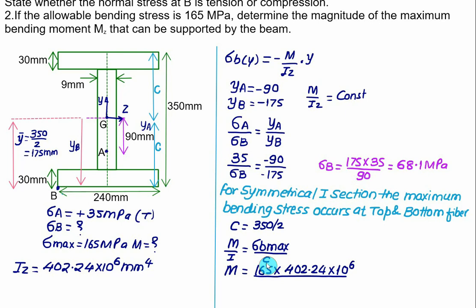This time we have C equal to 175, so you have to divide it by 175. This answer will come in Newton mm. It is 379.25 into 10 to the power 6 Newton mm, which is the same as 379.25 kilo Newton meter.